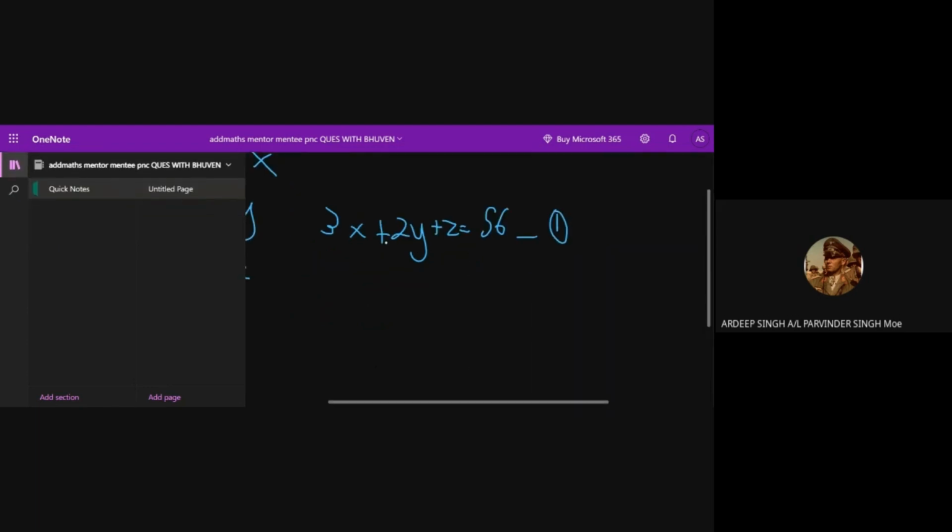The second equation: 4 packets of color paper, so that means 4x, plus 3 boxes of crayon, so 3y. Then 2 big pieces of mounting board, so 2z, equals 77. 77 or 56? 56 was the earlier one. That one was James's.